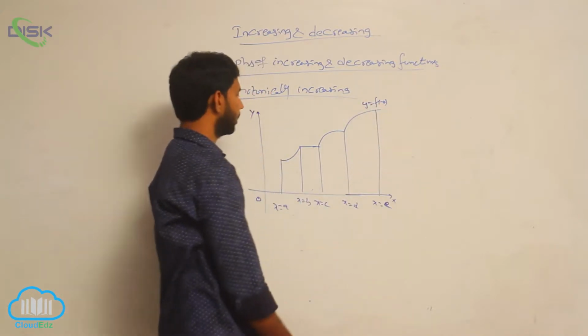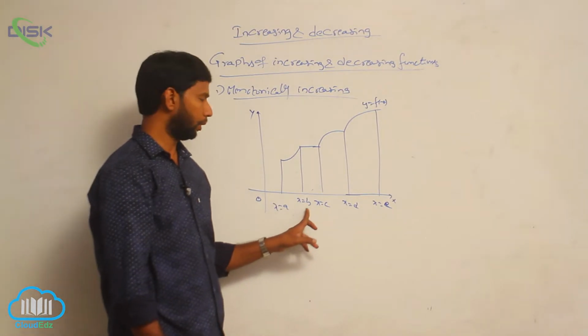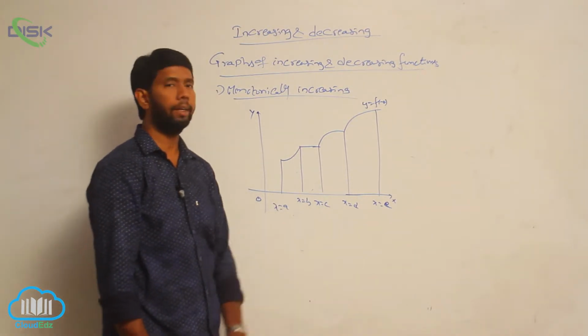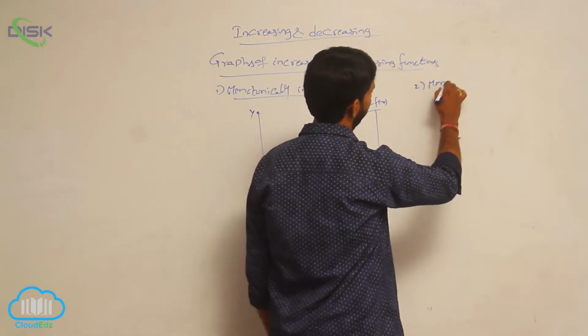This graph represents a monotonically increasing function, that is y is equal to f of x. The graph represents monotonically increasing at the points x equal to a, x equal to b, x equal to c, x equal to d and x equal to e. And the next one is monotonically decreasing.